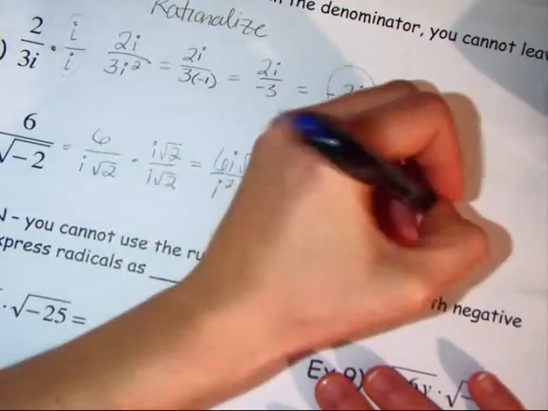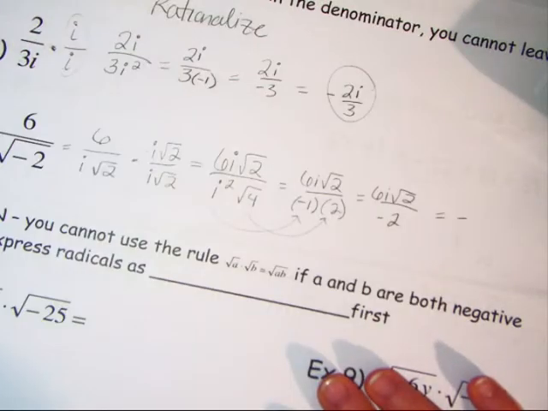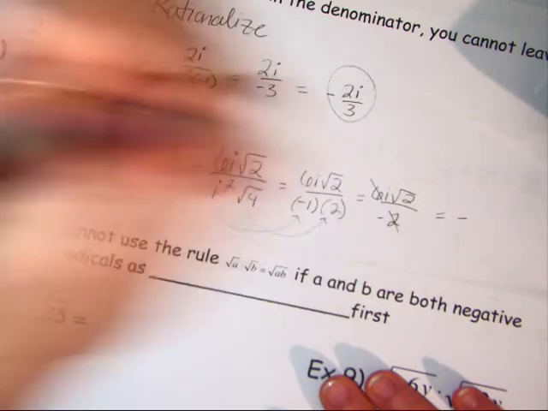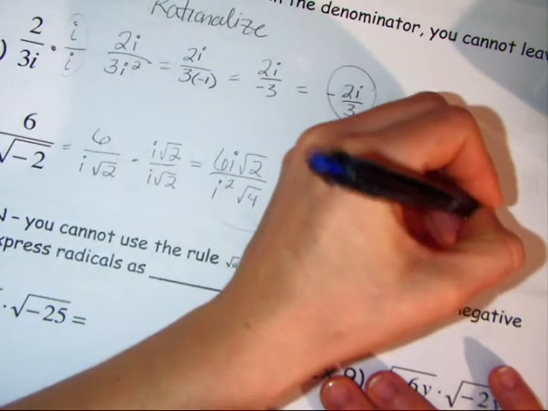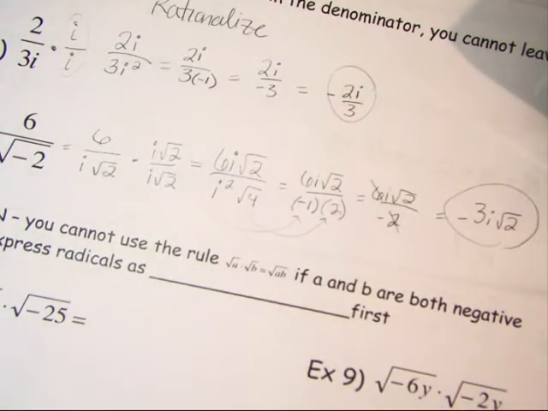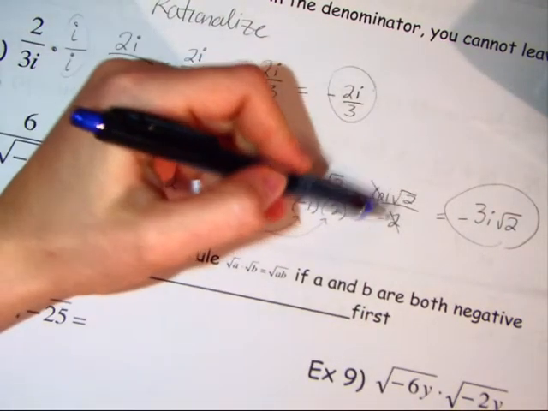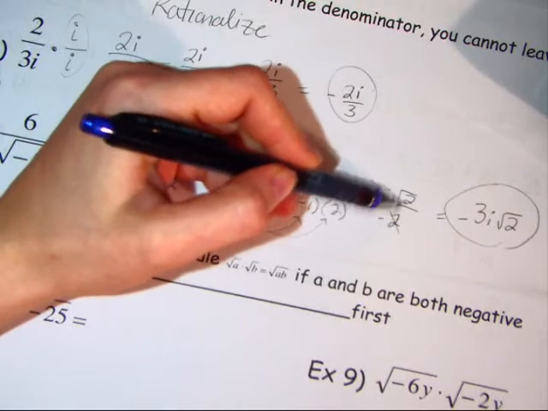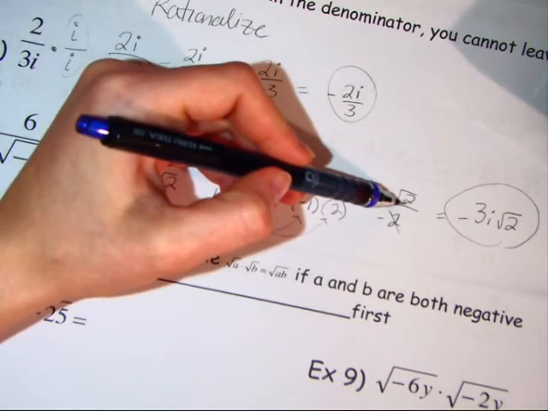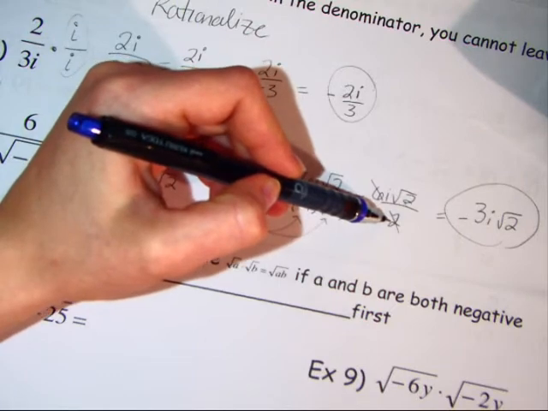Okay, we're going to pull that negative out in front. And 6 over 2 reduces to a 3i on the top. In other words, the 2 kind of cancels out. Some students will try to cancel out these 2's. Those 2's can't cancel because that one's inside and that one's outside.